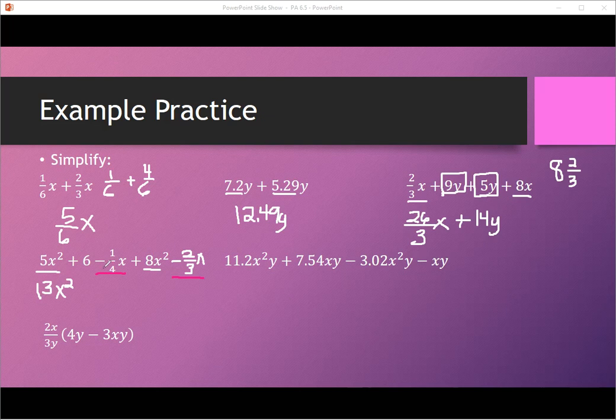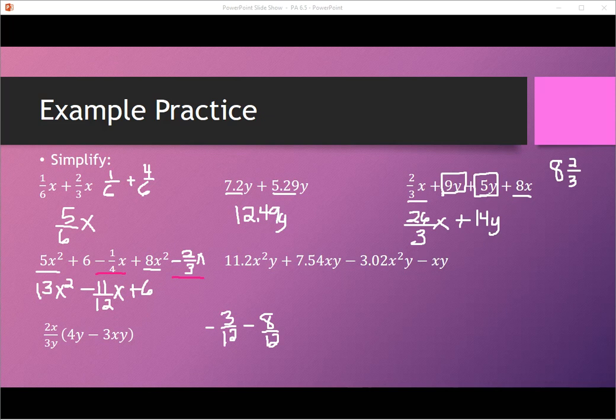For my x's, I have negative 1/4 and negative 2/3. Common denominator for those would be 12. So I'm going to end up with negative 3/12 minus 8/12. So when I go to put those together, negative 3 minus 8 would give me negative 11 over 12. Now I put my variable back, x. And then there's nothing else like the 6. So it just comes along with the ride here and makes it plus 6.